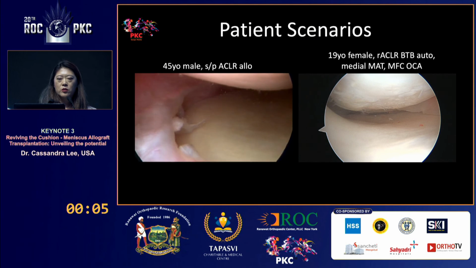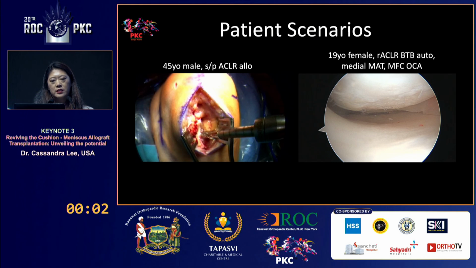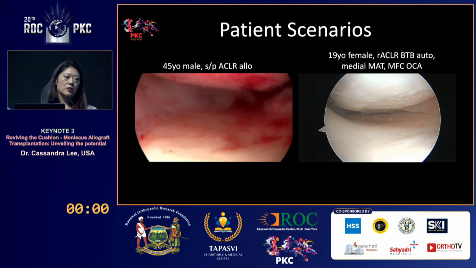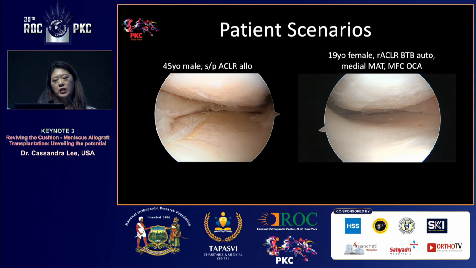So these are the patient scenarios. My 45-year-old male had an ACL allograft. What I ended up doing is a meniscus transplant with the trough. And you can see I actually had to go back in because I did not take down the eminence. Then you can see that the meniscus looked like it actually integrated fairly well, but it probably extruded a little bit.